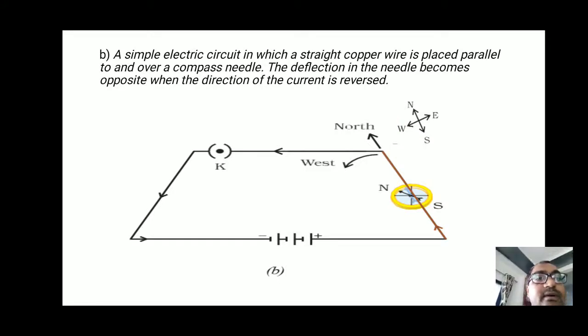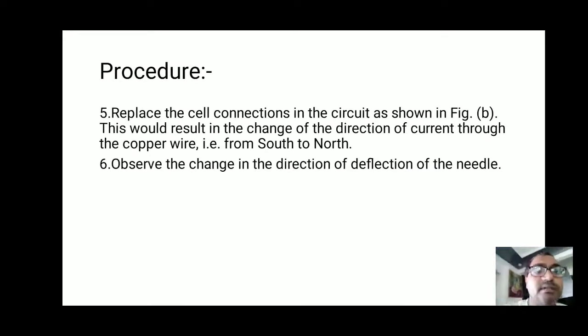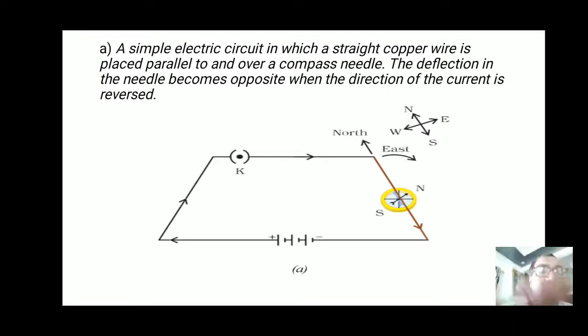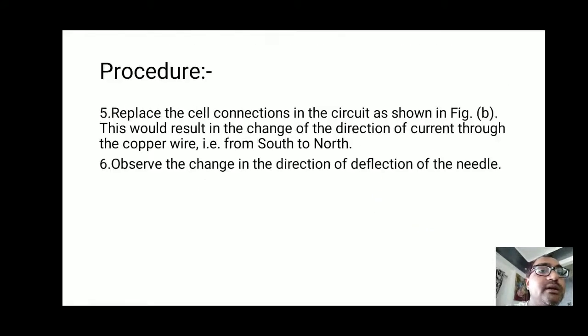In case A, let me repeat, you can see it here. This is positive on the left hand side, negative on the right hand side. So it deflects towards the east side. You can see this side, the east side. So it means that when we change the terminals of the battery, the direction of the compass needle gets reversed.